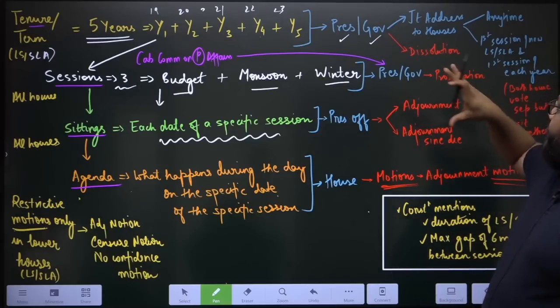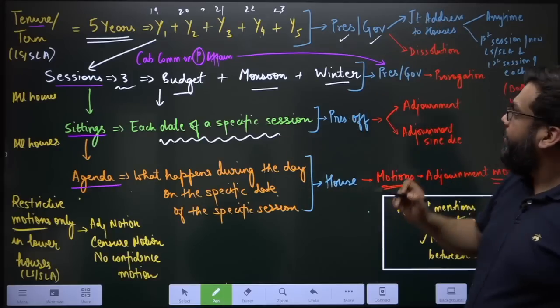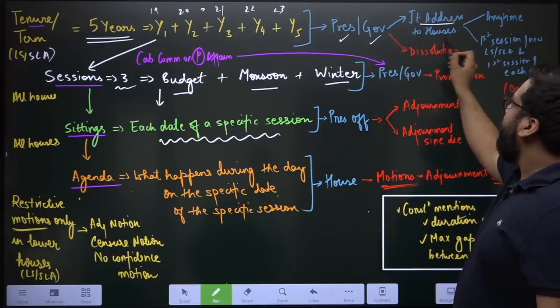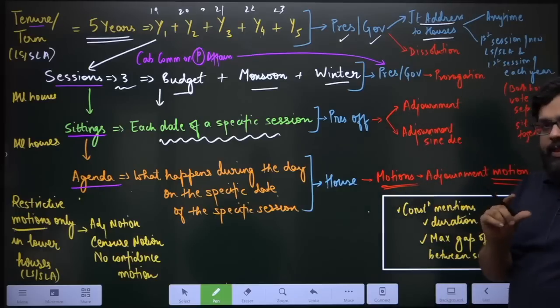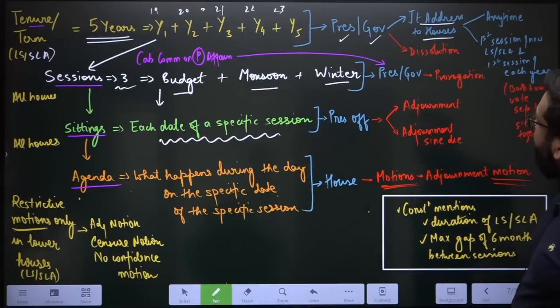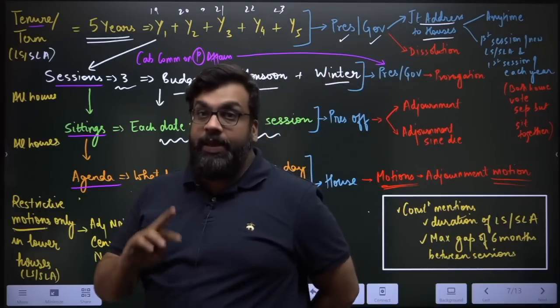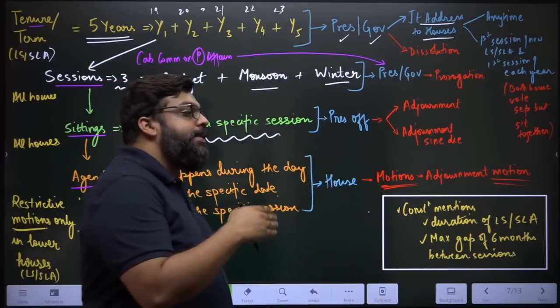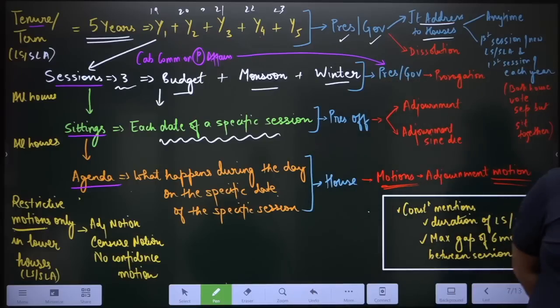Now, by a general convention, the president has something called a joint address to the houses. Your reference books are slightly incomplete on that front. There are actually two kinds of a joint address. Joint address means the president is addressing both the houses together. There are two instances in which this can happen.